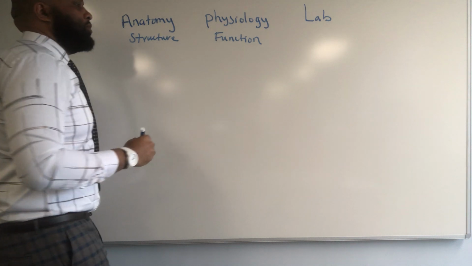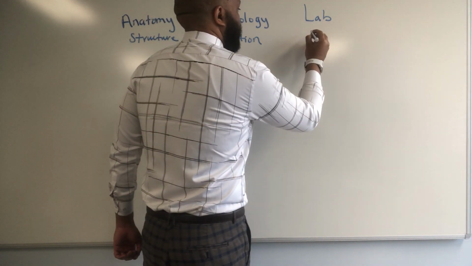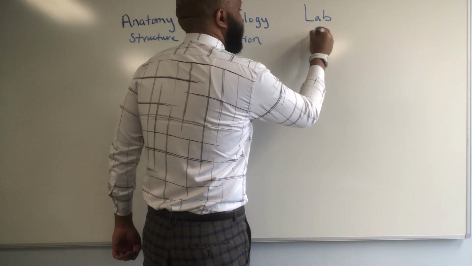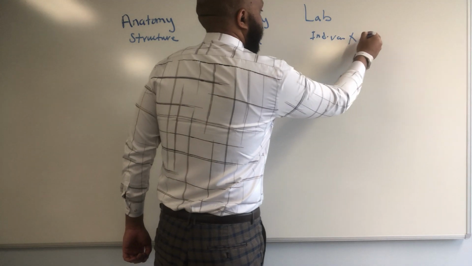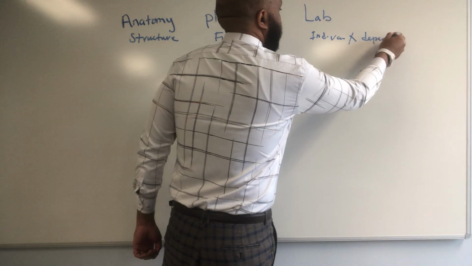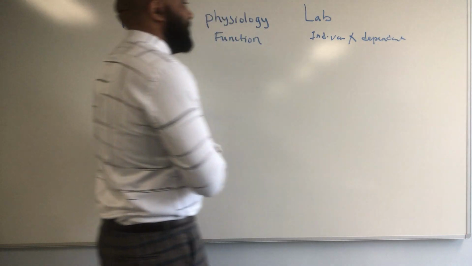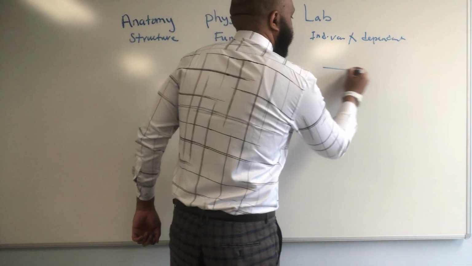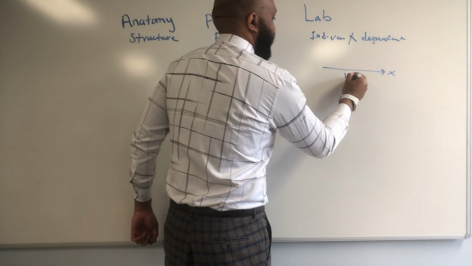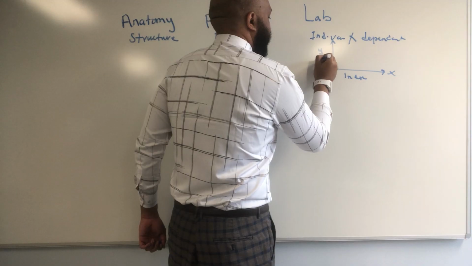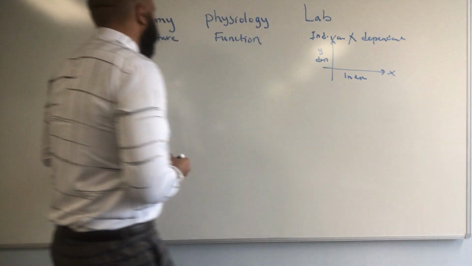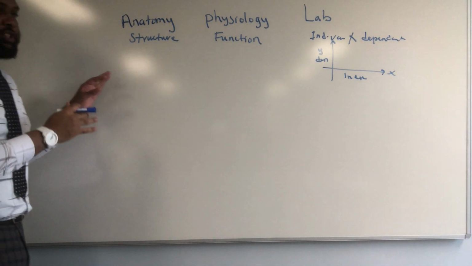And in the lab, we're going to be studying the experiments between an independent variable versus a dependent variable, and more about that later. Independent variable is always on the x-axis. This is the x-axis; we're going to have the independent variable, and then on the y-axis we're going to have our dependent variable, and more about that later.